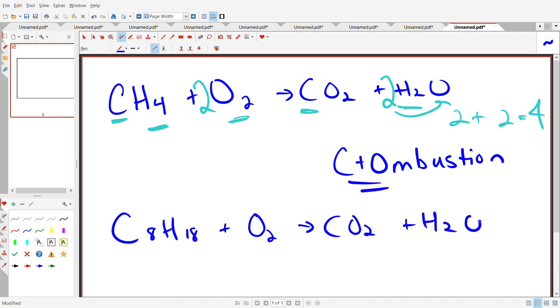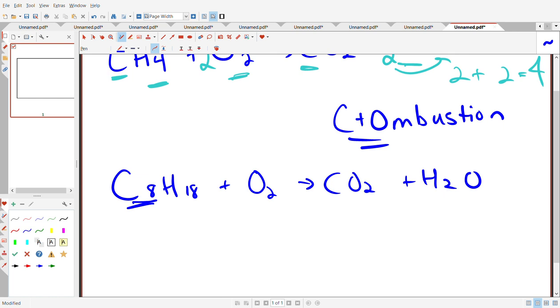Here's another combustion problem where I have 8 carbons, so I'm going to put 8. I have 18 hydrogens, so 9 times 2 is 18. Now I have 8 times 2, which is 16, plus 9, which is an odd number of oxygens. So it didn't work. I could multiply to get rid of the odd number, but I'm not going to go into that. So basically this didn't work.